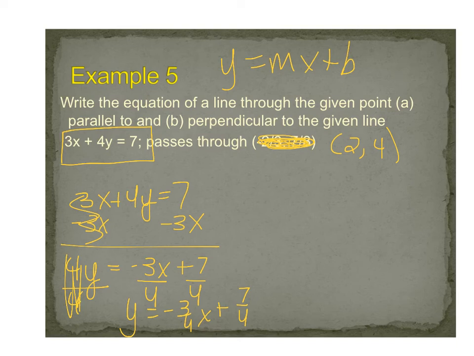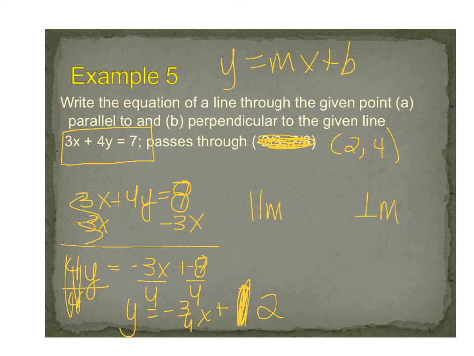Change this to an 8. This will make our problem easier. What is 8 divided by 4? Okay, we'll just do that. So if I'm going to write two lines, one parallel, one perpendicular, okay, so I want a parallel line and I want a perpendicular line.